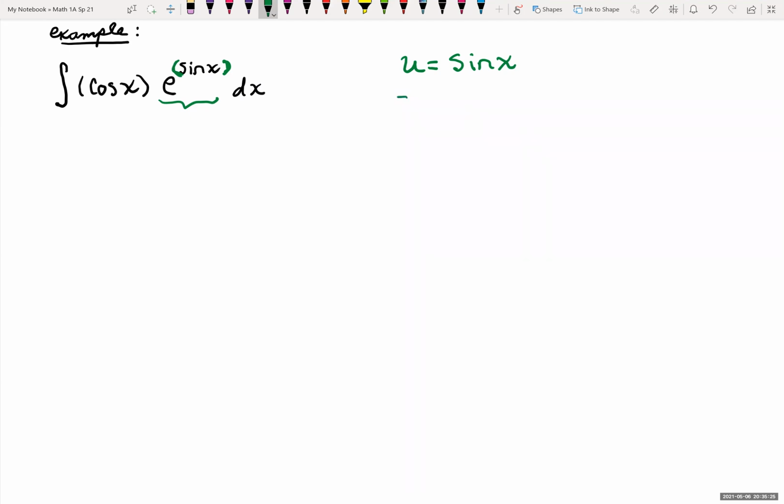So the derivative of u, du, equals the derivative of sine of x. So for the derivative of sine of x, I have to kind of think about the picture and the slope. Sine starts at the origin and goes up, so that's positive. So I know that's cosine of x, and then dx. So we're going to go back in here and replace what we have. We have cosine of x, e, we chose u to be the sine x, and then we have to replace dx. So dx we can solve really quickly by dividing both sides by cosine of x, and we get dx equals du over cosine of x.